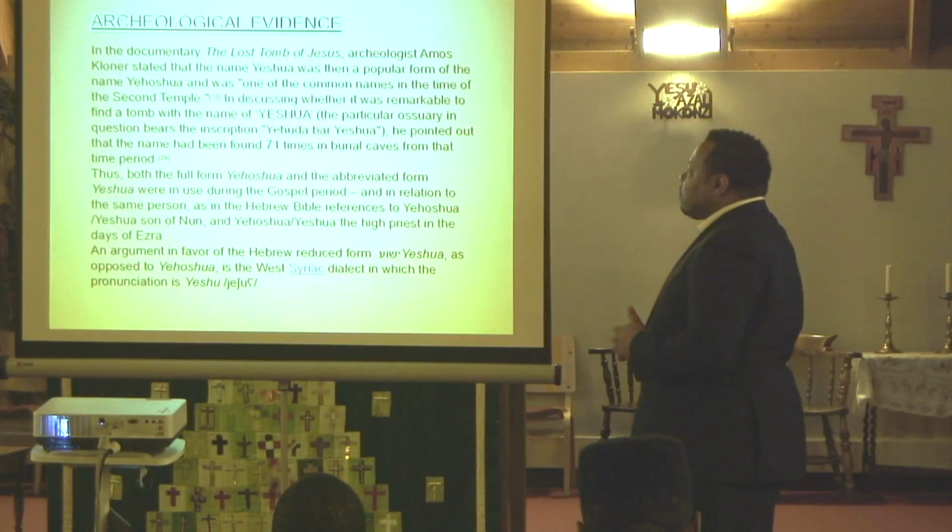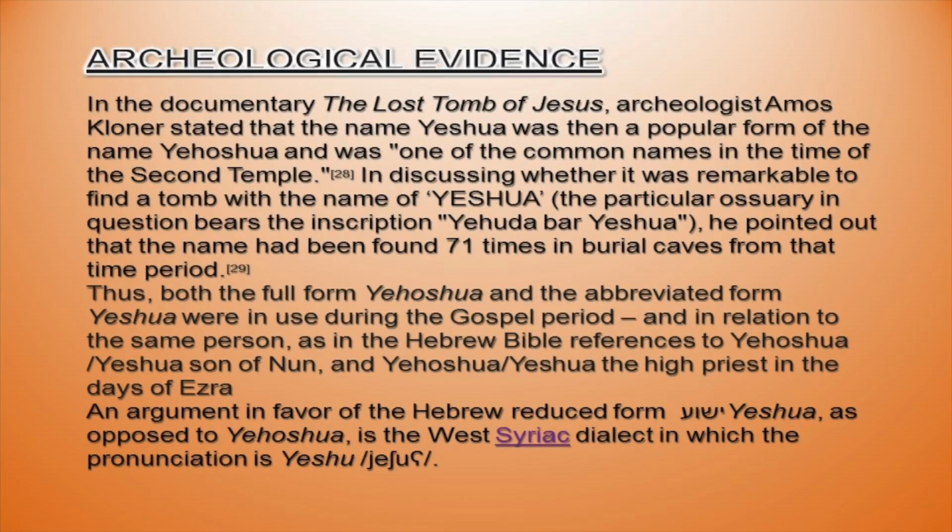Let's look at some archaeological evidence. In the documentary, The Lost Tomb of Jesus, archaeologist Amos stated that the name Yeshua was then a popular form of the name Yahushua, and was one of the common names in the time of the Second Temple. As you know, there was another man named Yeshua who was standing trial with Yeshua. In discussing whether it was remarkable to find a tomb with the name Yeshua, the particular ossuary in question bears the inscription Yehuda bar Yeshua. He pointed out that the name had been found 71 times in burial caves from that period.